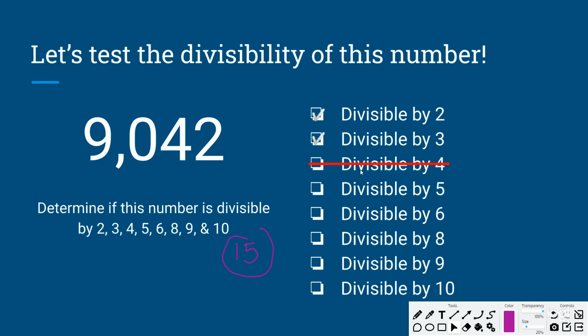Is this number divisible by 5? Is the last digit a 5 or a 0? No, it is not. Is it divisible by 6? Does it meet the criteria for both 2 and 3? I have a check for both of those, so yes, it does. Is 42, since there's a 0 here, it's still just 42, divisible by 8? No, it is not. When I add these numbers up, I got 15. Is 15 divisible by 9? No, it is not. And is the last number a 0? No, so it's not divisible by 10. So for this one, all I have is 2, 3, and 6 checked off.